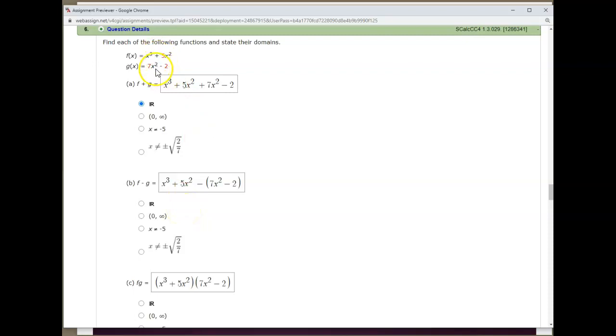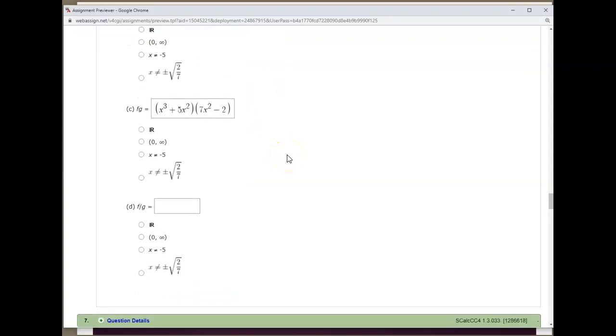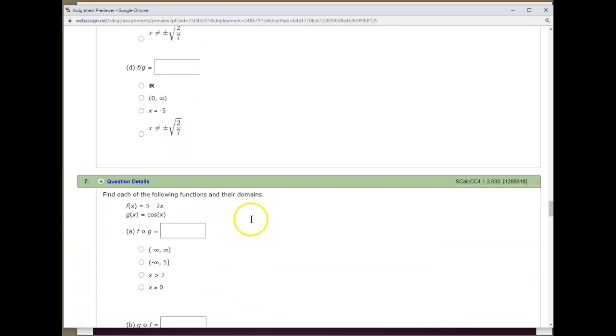But if I divide by this, whatever makes 7x squared minus 2 equal to 0 would be an exception or a restriction. So you can't have that in the denominator. But I don't think they ask us. Yep, they do right here. They ask us, and you can see you can't have x equal to 2/7. So you set that equal to 0. We'll do a couple more of these examples.